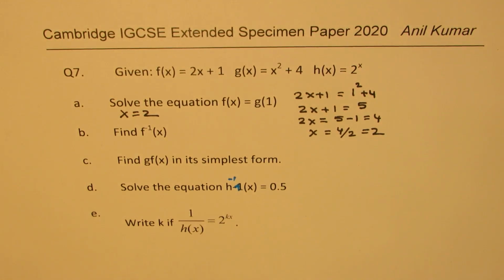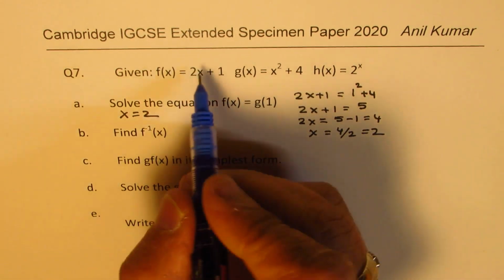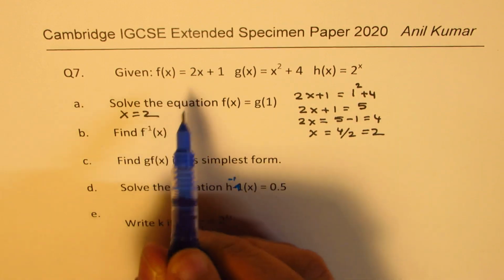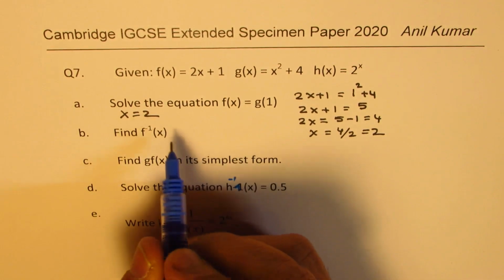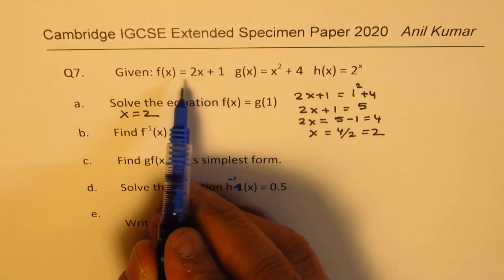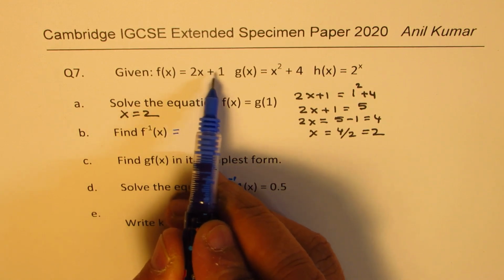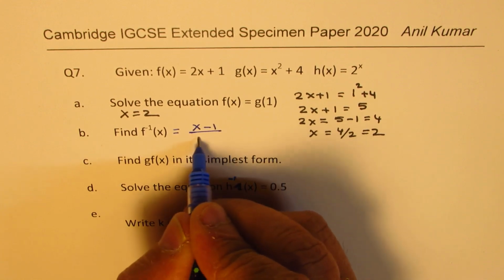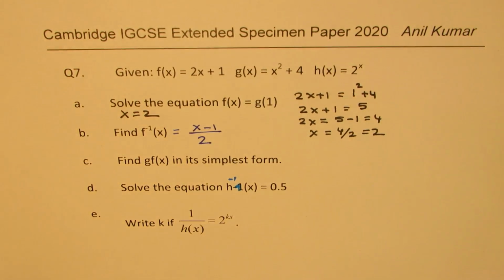Now let's do the next one. F inverse of x. Now one way to do the inverse is to read in the backward direction, reverse operation, right? So inverse is the reverse operation. For f, the function is times 2 plus 1. You first take away 1 and then you divide by 2 to get the inverse. Simple as that.